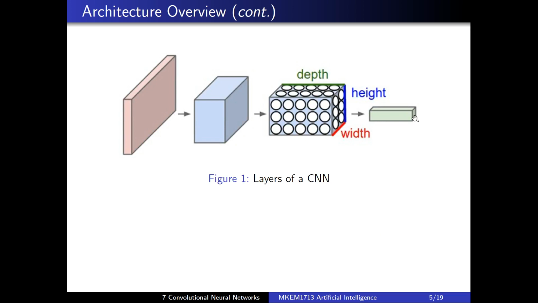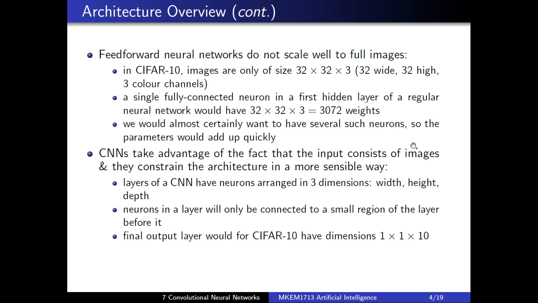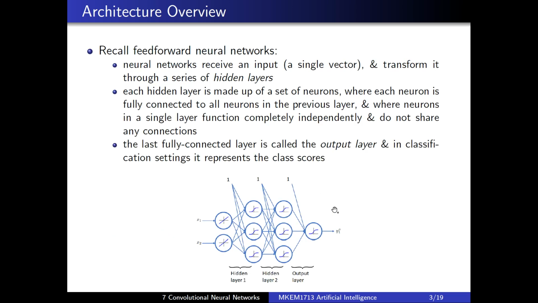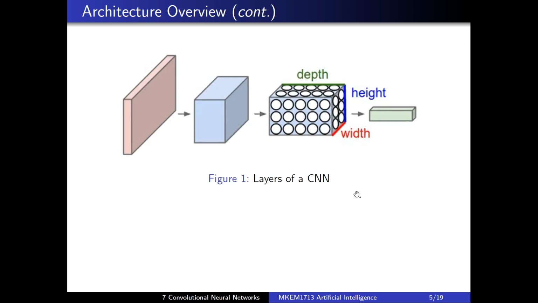So this is an example of how the layers of a CNN would look. You can imagine this is our input layer, this is our convolutional layer, perhaps these are other layers that we will learn shortly. And this is our last layer, 1 by 1 by 10. So you can imagine we have 10 neurons laid out horizontally, which is similar to our feed-forward neural networks, and is three-dimensional.